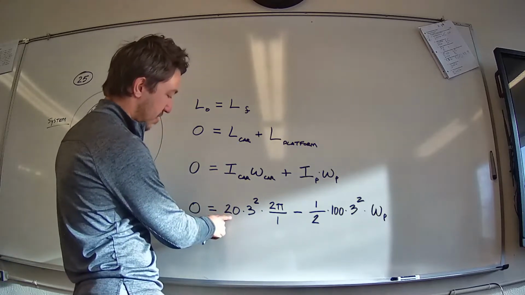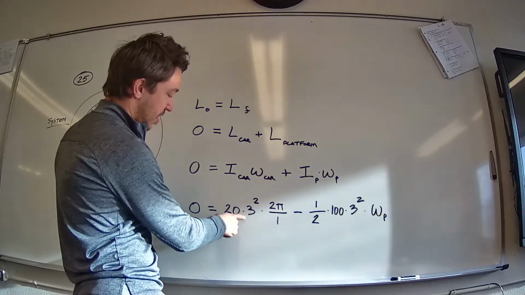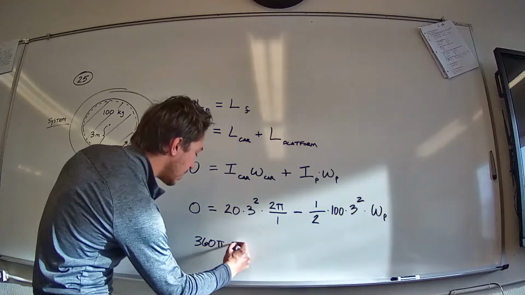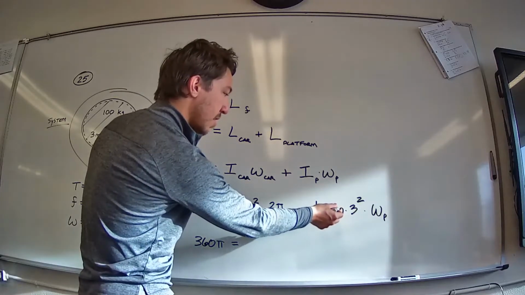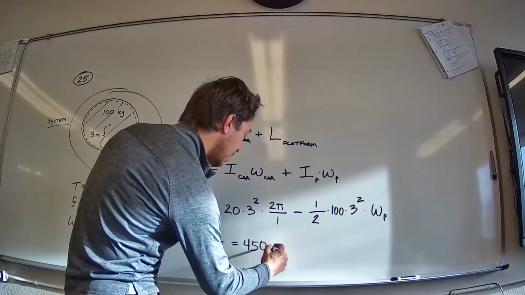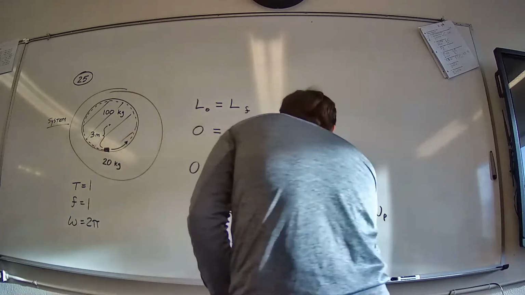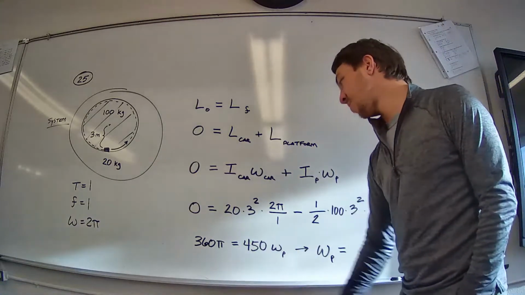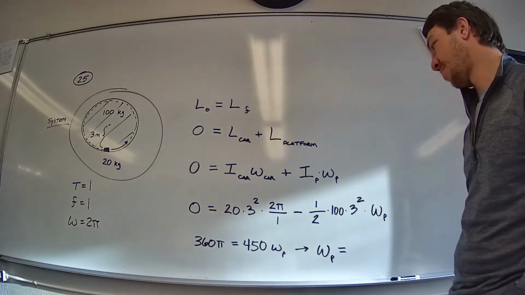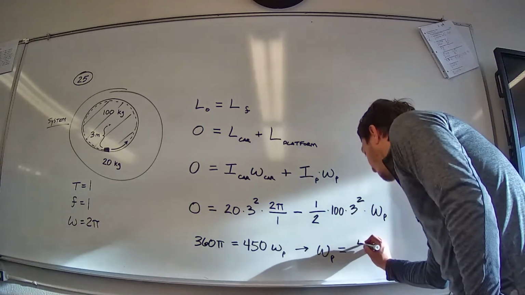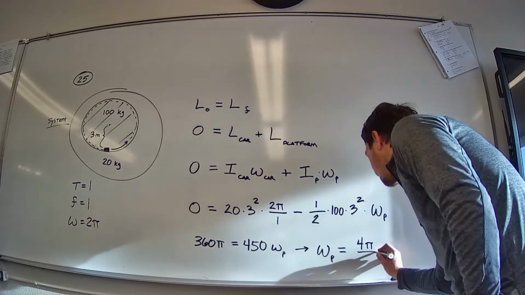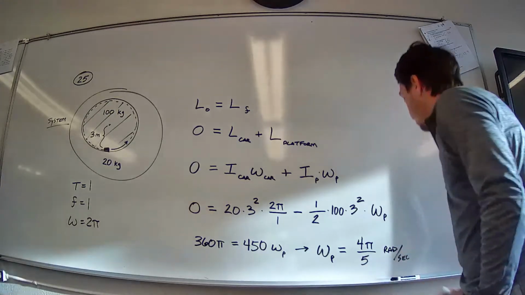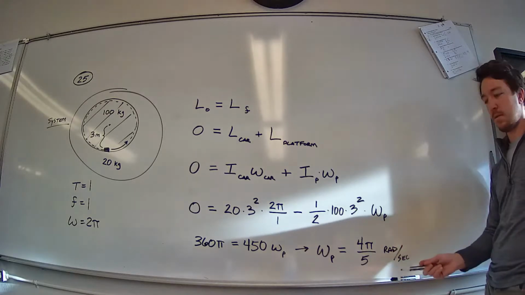So what do we get here? We get 20 times 9, 180 times 2, so we get 360 pi is equal to 450 omega p? Check my arithmetic there. So it turns out that omega p, the omega for the platform, those are both divisible by 90. That's pretty nice. 4 pi over 5, I think? That's right. Radians per second.